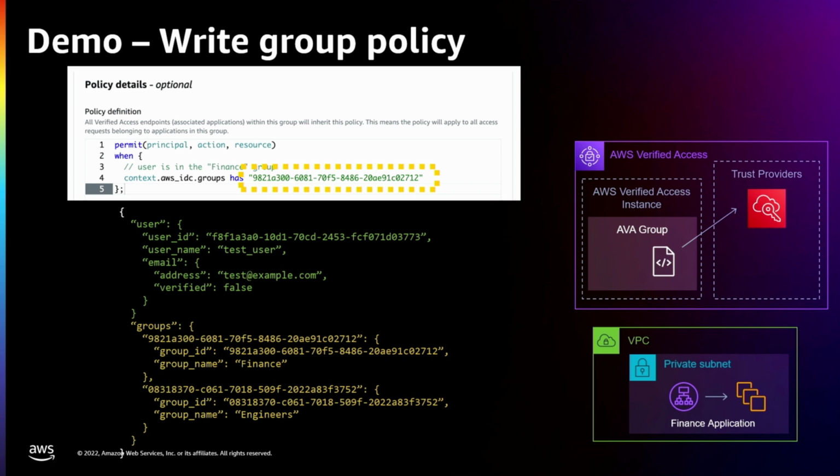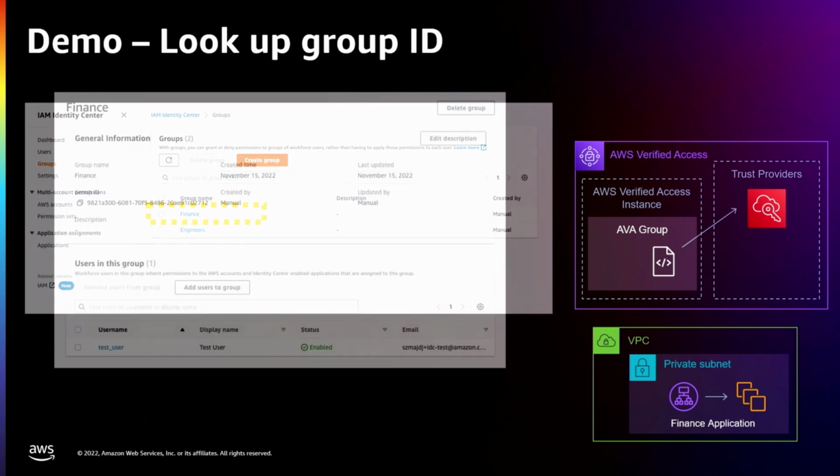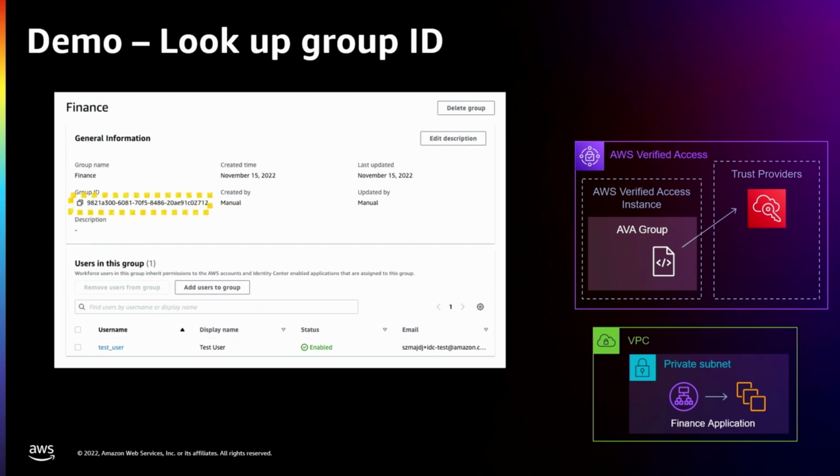Getting that group ID is actually also really straightforward. So if I go to the Identity Center console and I look for the group that I want to reference, if I click into that group, then I see that it has the group ID right here on the screen. So I can copy that and use that in my policy.